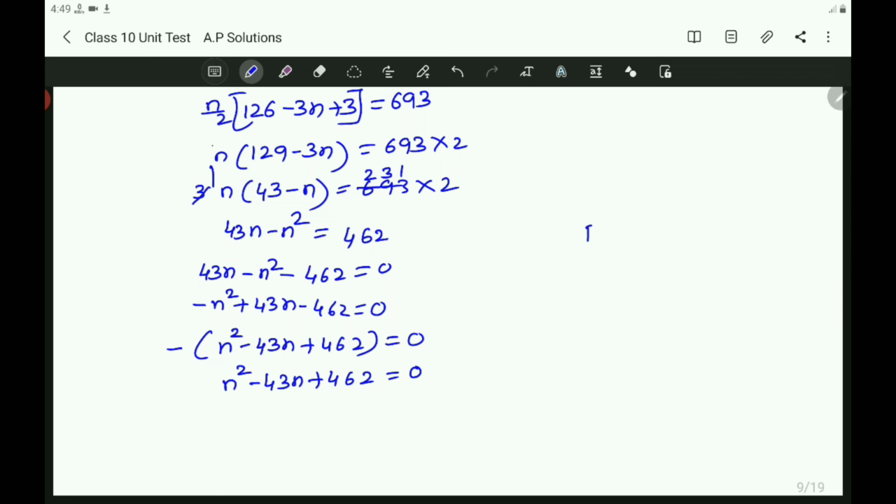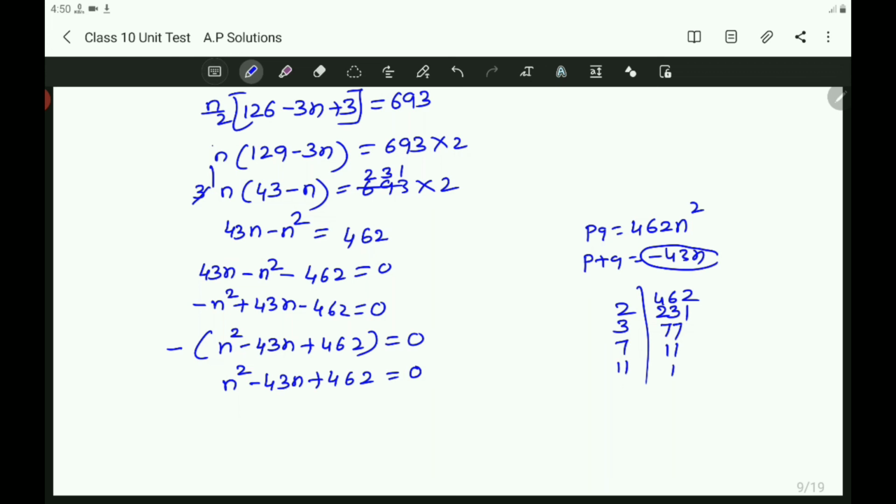That is, PQ you will get 462n square, and the sum is P plus Q equals minus 43n. Here we have to find in which table 462 is. Before that, factorize it. 462, so 2 2s are 4, 2 3s are 6, 2 1s are 2, and it is in the table. 3 3s are 9, 3 7s are 21, next 7 11s are 77. Then here we must have the difference. Here the sum is minus 43 and the product is 462 n square.